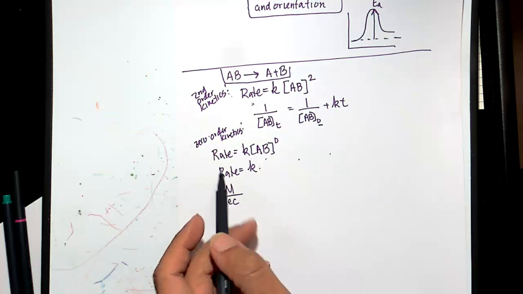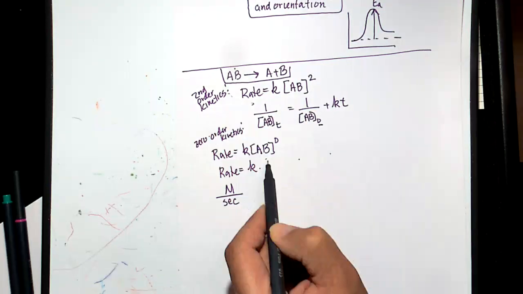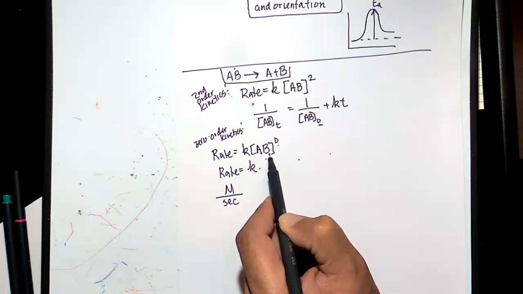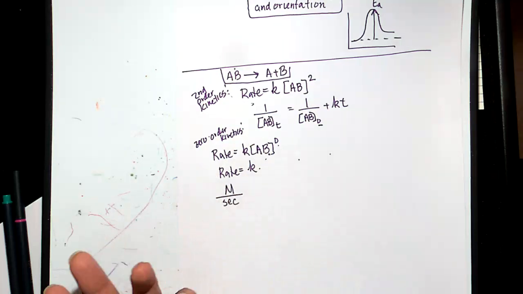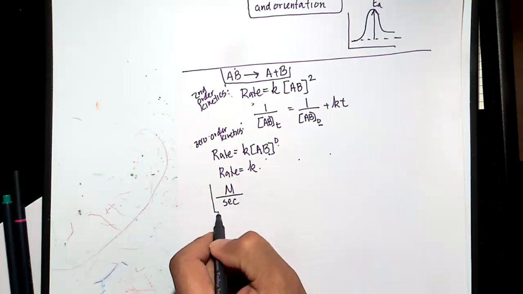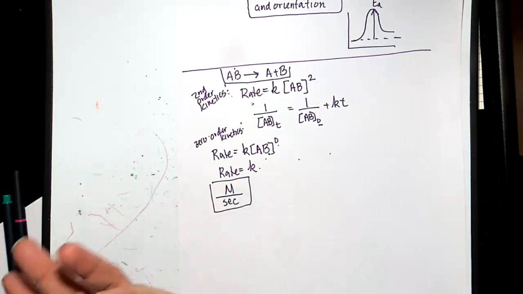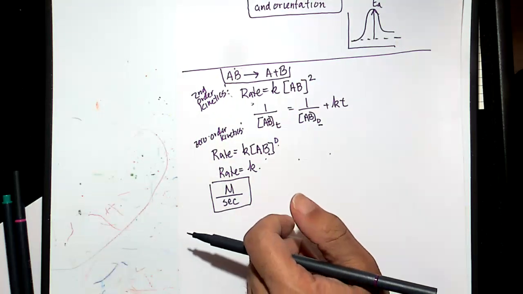Okay. Your rate is equal to K times [A][B]. For zero order, your rate is equal to K times [A] to the power of 0. Anything to the power of 0 is 1. So rate is equal to K. The units of rate are molarity over seconds, which is the units of K. Okay.